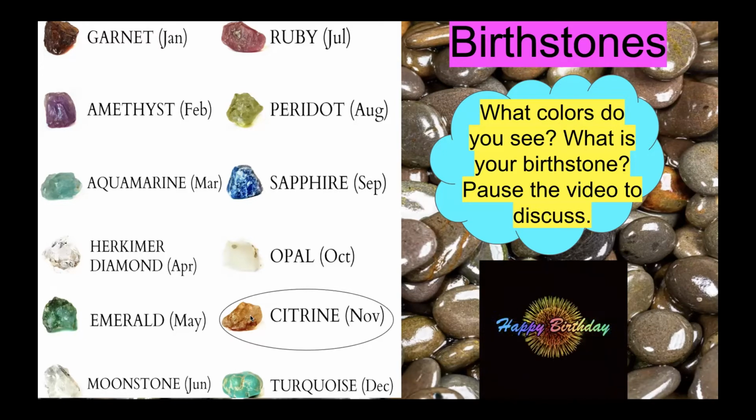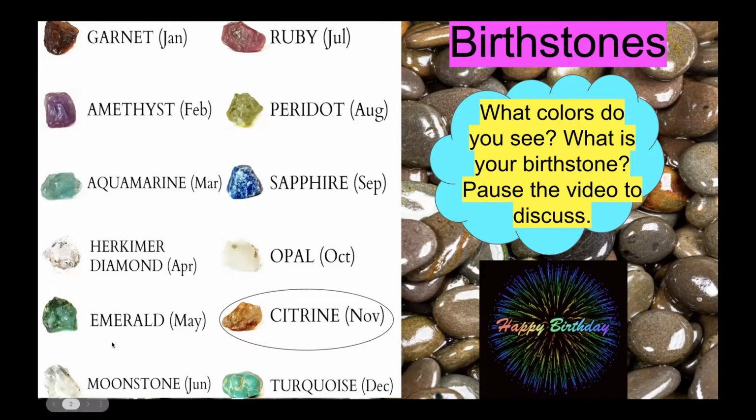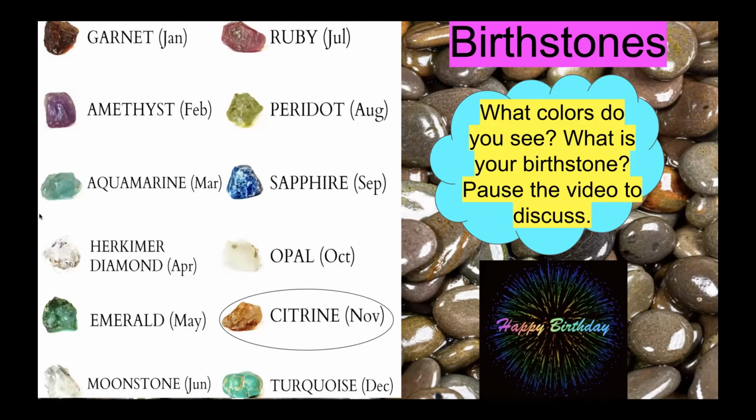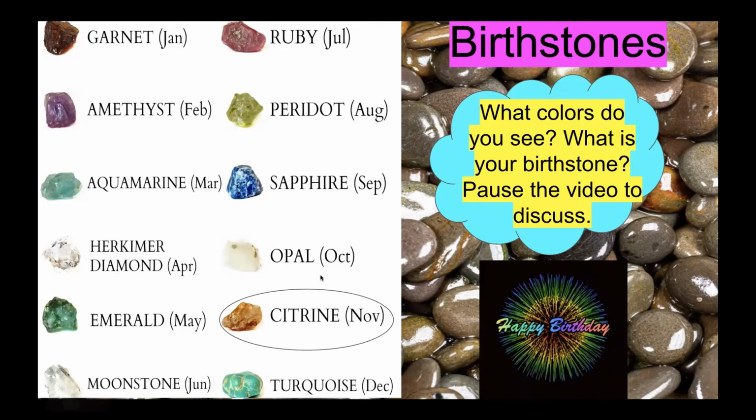My birthday is actually in June. If we look over here on our chart, the birthstone for June is called a moonstone. And it's almost like a white or clear color. So again, take a look at the cool colors of some of those rocks and minerals.